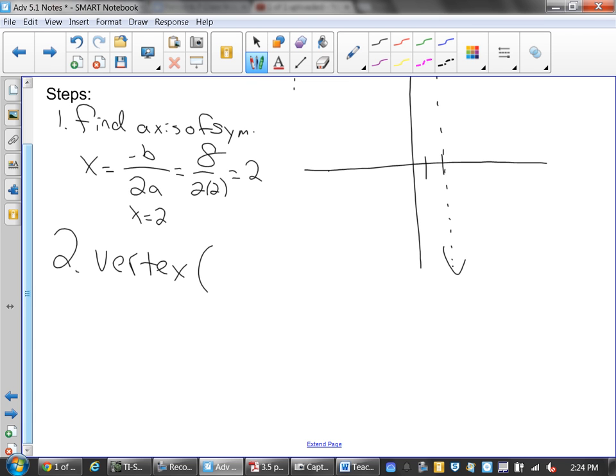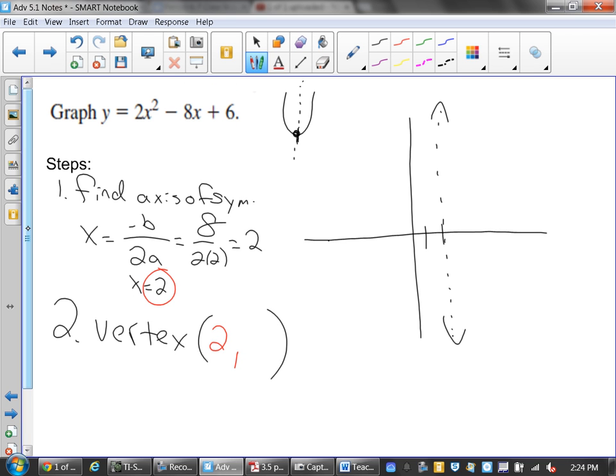Your vertex is going to be located, well, in our example, we know the x coordinate is 2. What am I going to do to find the y coordinate? Put it in the equation. Exactly. I substitute back in, and it's that fast. Knowing that my axis of symmetry lies at x equals 2, when I substitute in for x, it's going to generate y. So 2 times 2 squared minus 8 times 2 plus 6 equals y.